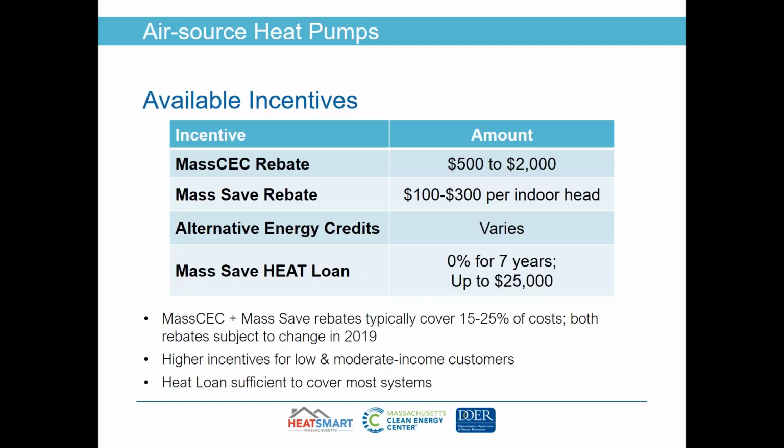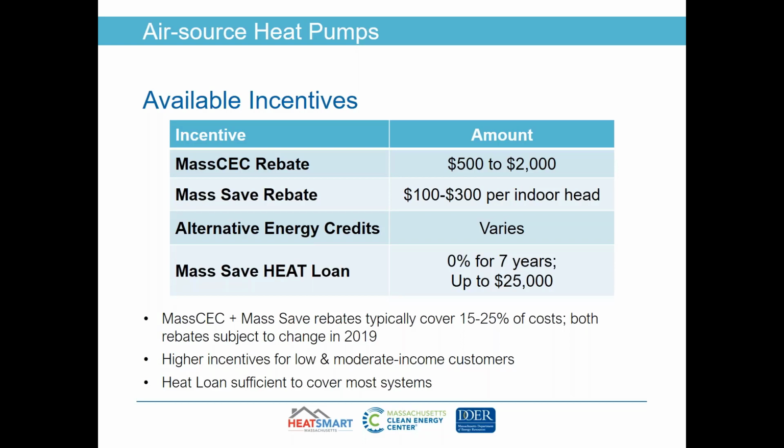Now, we've had some questions about what incentives are available. So there are 4 incentives currently available across Massachusetts. The first is our own rebate at MITC. These offer up between $500 and $2,000 per home, and it's based on either the number of outdoor units or the capacity of the outdoor units, depending on the type of unit. MassSave, the utility-run efficiency programs, offers an additional incentive on top of that, and that's $100 to $300 based on the number of indoor heads. That's $100 to $300 per indoor head installed.